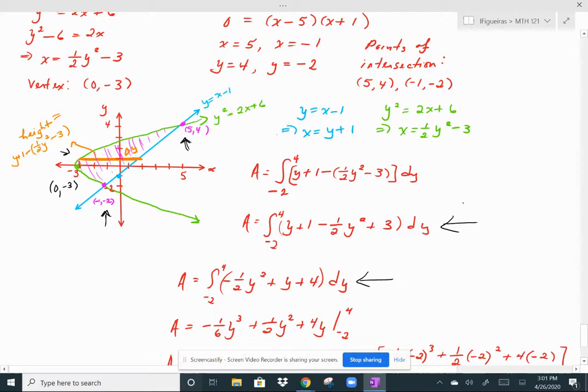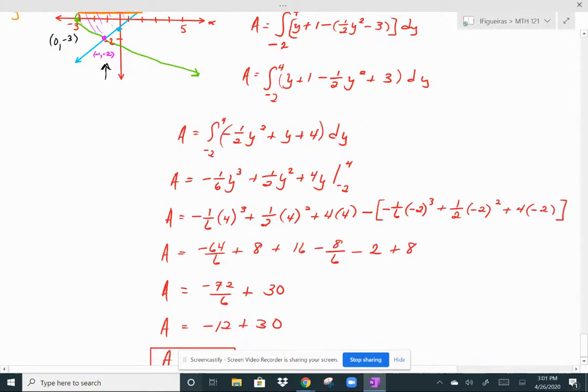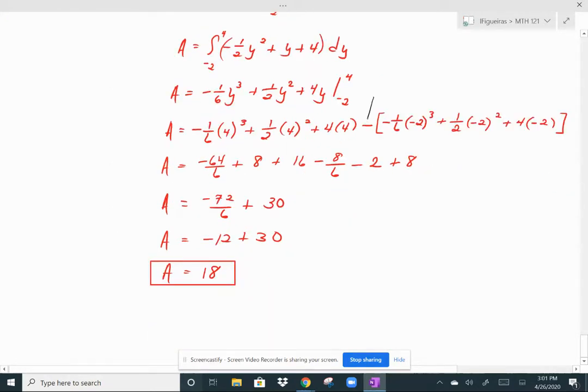So now I'm ready to take the antiderivative. So the antiderivative is here. I have A is equal to -1/6 y cubed plus 1/2 y squared plus 4y, evaluated from -2 to 4. Plug in 4, and then plug in -2. Make sure you subtract and then distribute that negative across. And when you do the computation, you get an area of 18.